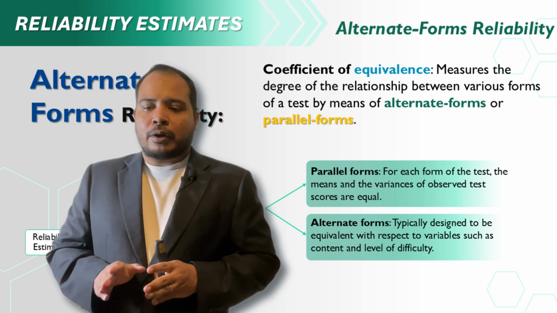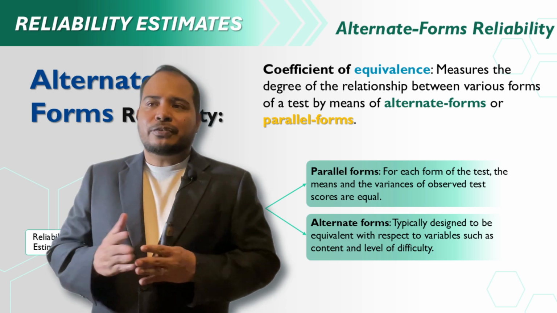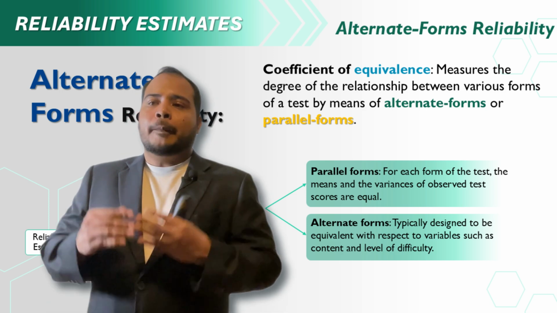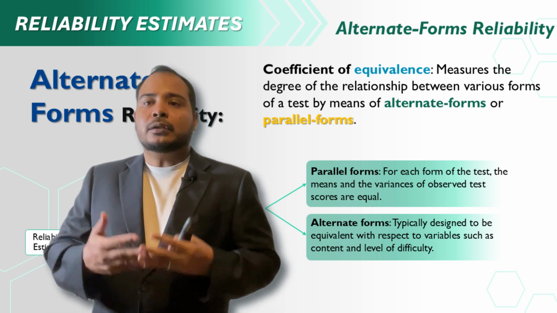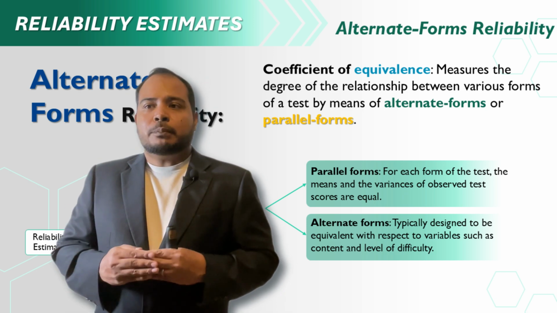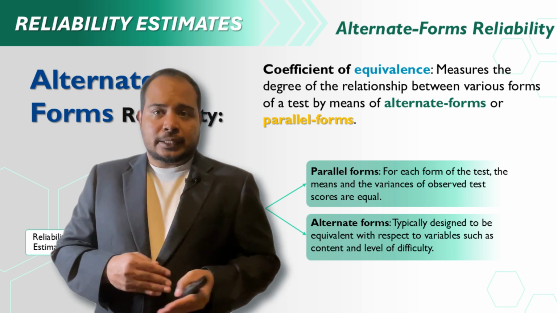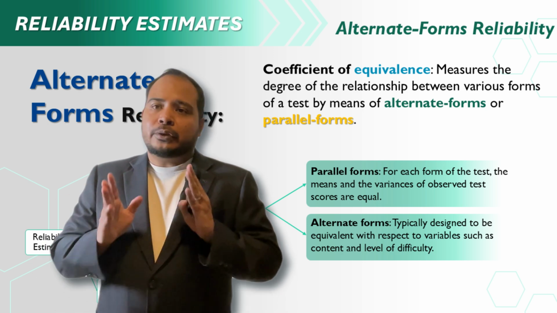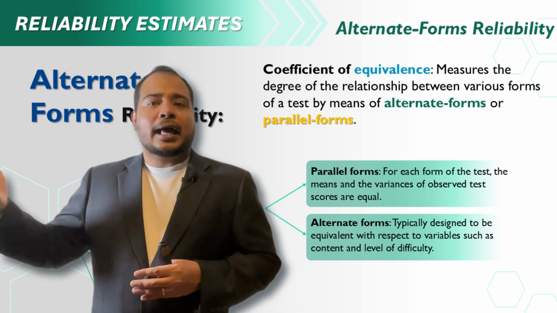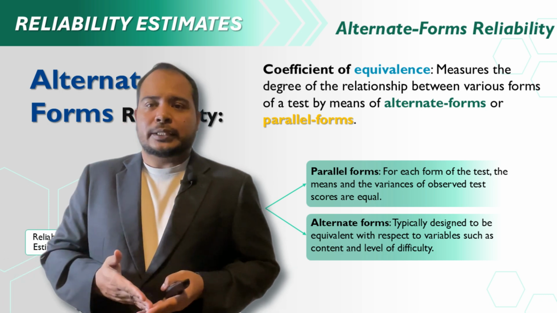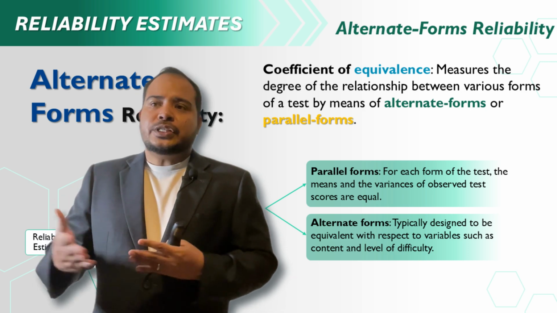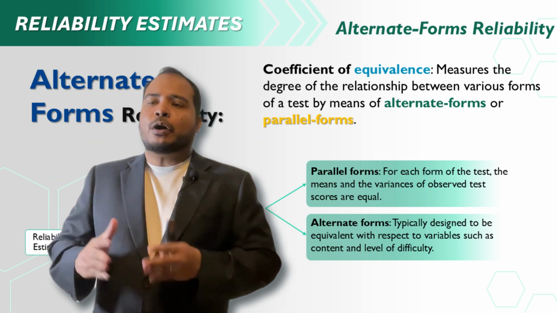Most researchers do not differentiate between alternate form and parallel form. But Cohen et al., 2022, the textbook that we refer to, differentiate between parallel forms and alternate forms. Remember, in order for us to establish alternate form reliability, we must have another form besides the original one. So we can use either one. Cohen differentiates between alternate forms and parallel forms.